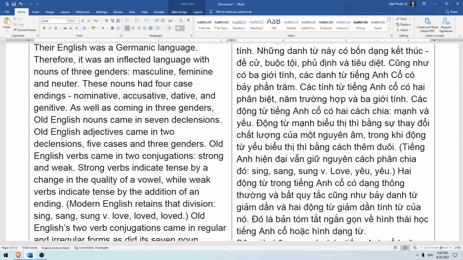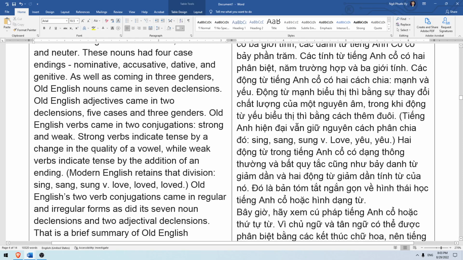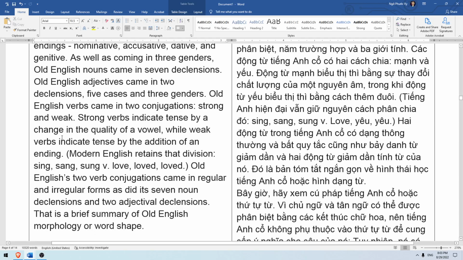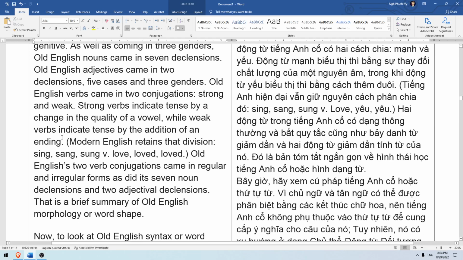Therefore, it was an inflected language with nouns in three genders: masculine, feminine, and neuter. These nouns had four case endings: nominative, accusative, dative, and genitive, as well as coming in three genders. Old English nouns came in seven declensions. Old English adjectives came in two declensions, five cases, and three genders.